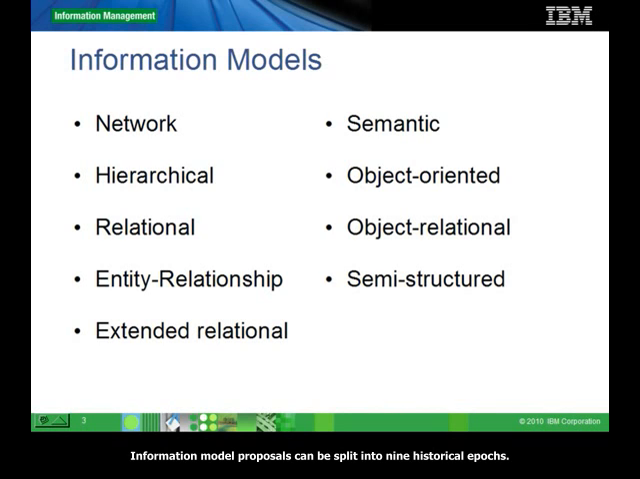Information model proposals can be split into 9 historical epochs: network, hierarchical, relational, entity relationship, extended relational, semantic, object-oriented, object-relational, and semi-structured. Let us go over each one of these in the following slides.